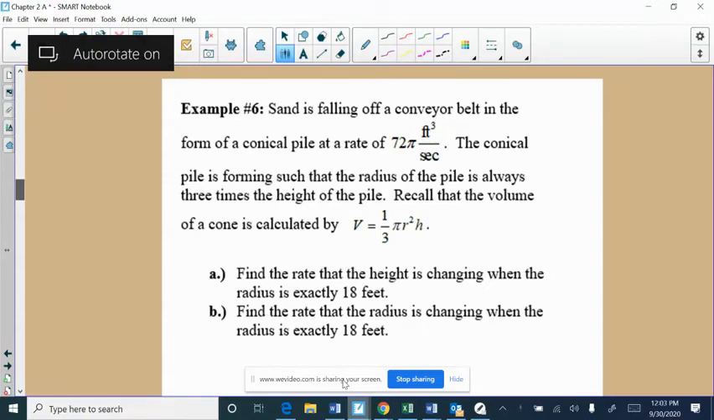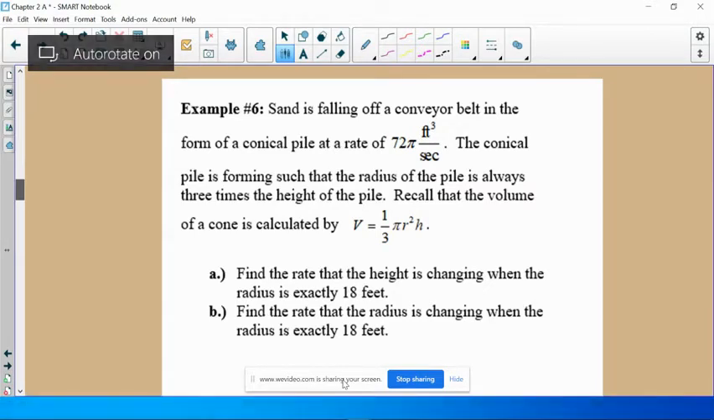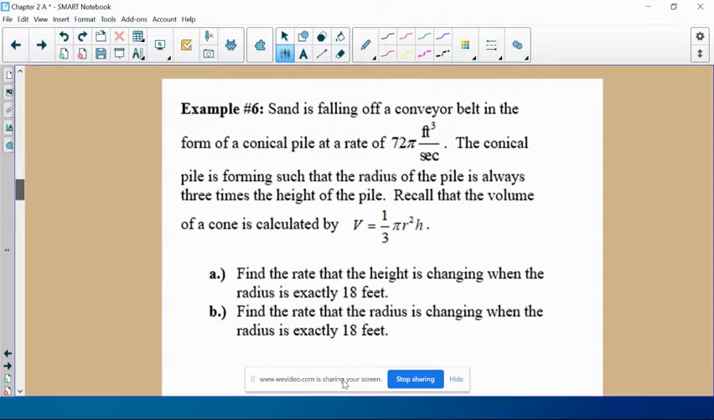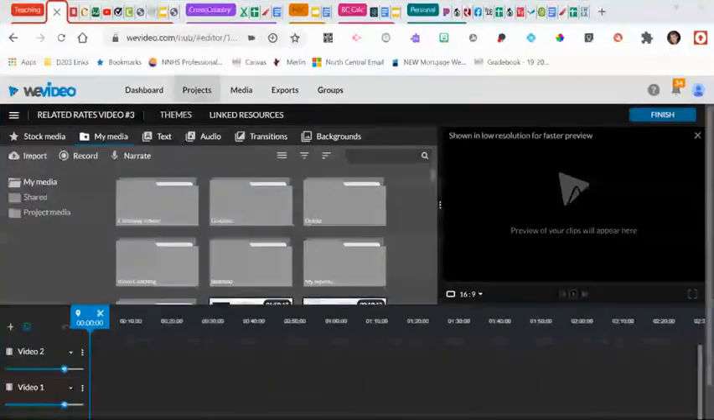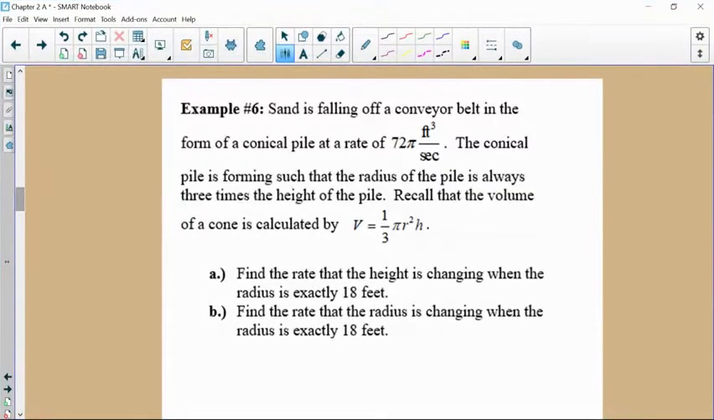Okay, so I want to look at some more examples of related rates here. I know I'm jumping around a bit, but this is example six. If you read through it, we have a different shape now. We have a cone, right? Sand is falling off a conveyor belt in the shape of a conical pile at a certain rate. And again, I'm already picking up on the context of this rate since it's cubic feet per second, it's a volume.